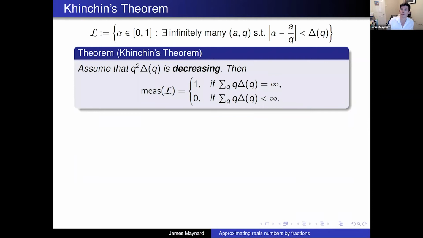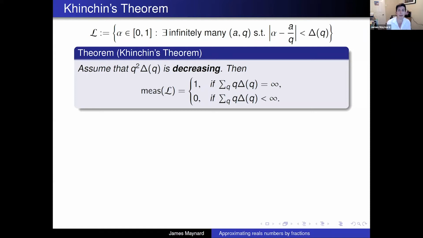And the main result in this area is a very famous theorem, Khintchine's theorem, proved in the early 20th century. And this says, regardless of what function delta you choose, provided q squared times delta(q) is a decreasing function, then you can say precisely what this set L is. And in fact, the answer is amazingly nice: the set L is all of [0, 1], apart from a measure 0 set of exceptions, if the sum of q times delta(q) diverges.